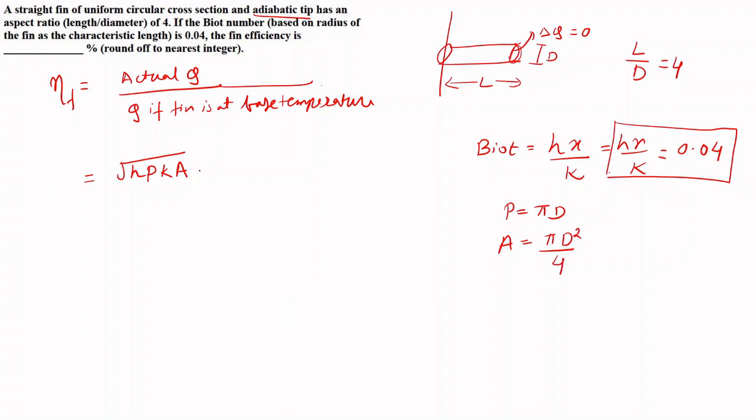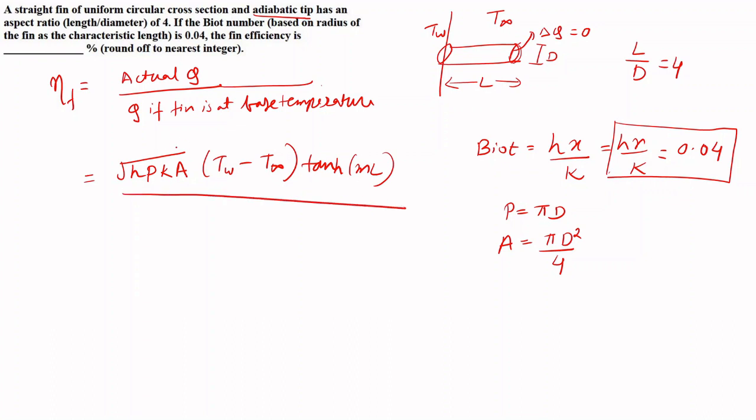This is the first parameter, and then the temperature difference. If my wall temperature is Tw and the ambient temperature is T infinity, then we can write it as Tw minus T infinity, and then we have a factor of hyperbolic tan ml. You have to remember this formula for any of the fins, that is the square root of hPkA, then the temperature difference, and tanh ml. This is my heat transferred in the presence of the fin.